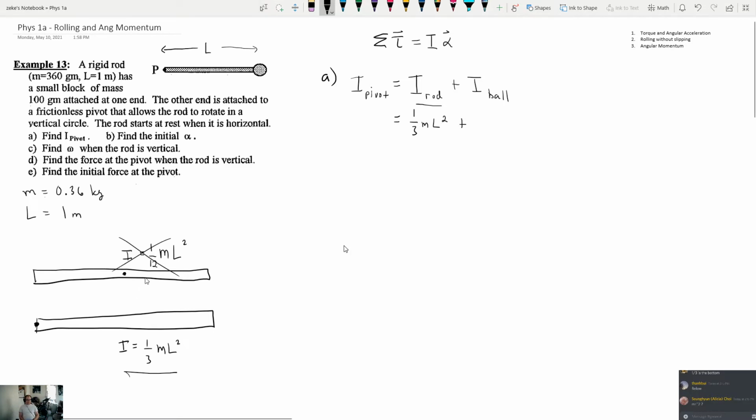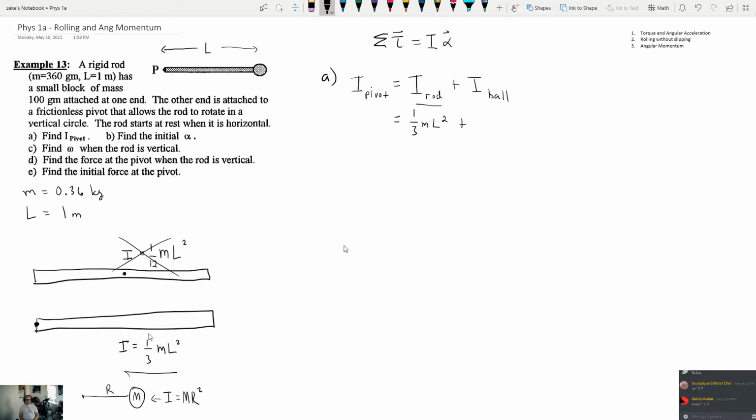Yeah, you just use m times r squared. So when you have, I guess I can write this over here, if I have let's say a pivot point and then a string and then I have a ball, and let's say that ball has a mass of m and its radius is r, the moment of inertia for this is just m times r squared.